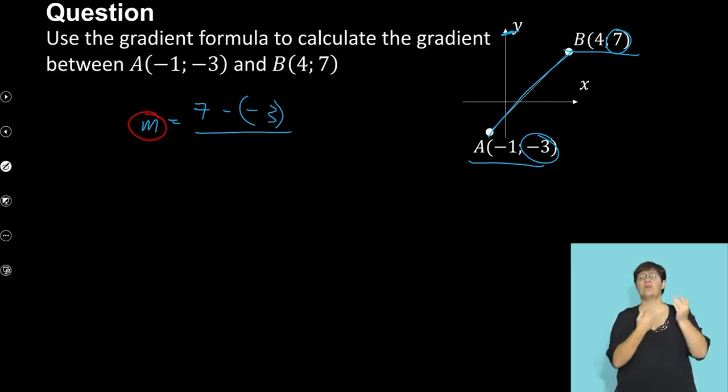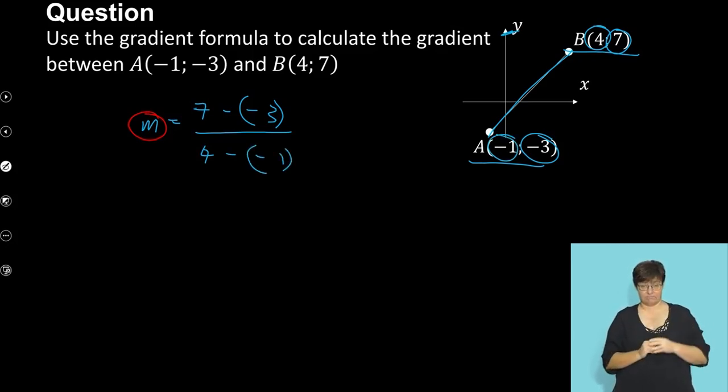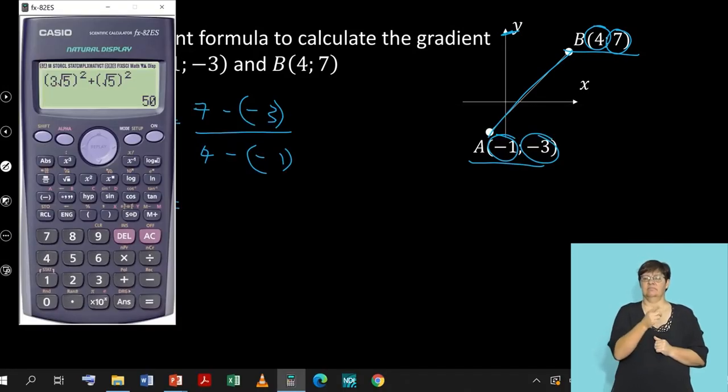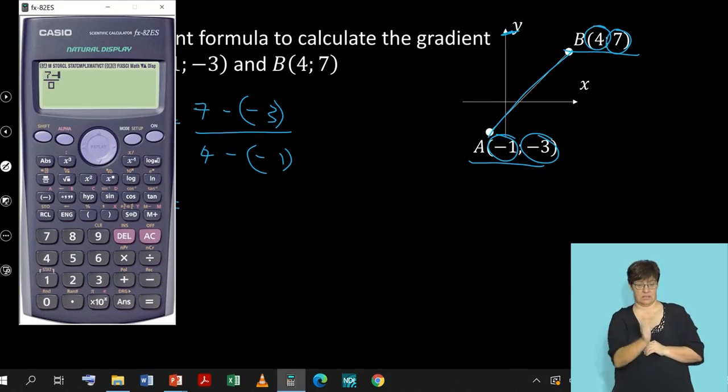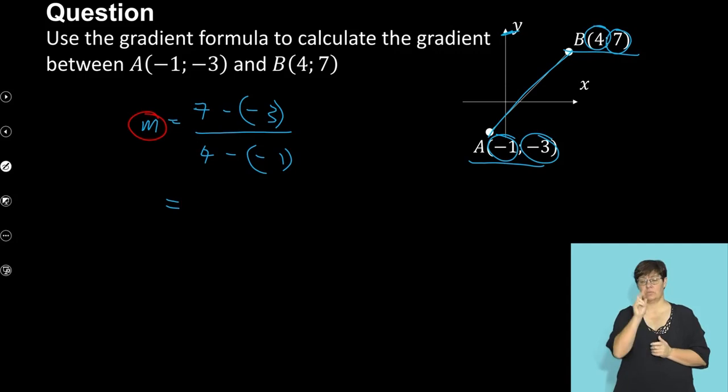What am I going to divide it by? I'm going to divide it by the x value of the second point, and I'm going to subtract the x value of the first point. Again, I'm going to put it in brackets there. And let's go to our calculator. Let's do it on our calculator. I'm going to go 7 minus 3, and at the bottom I'm going to go 4 minus 1, and what we get is 2. And so this has got a gradient of 2.